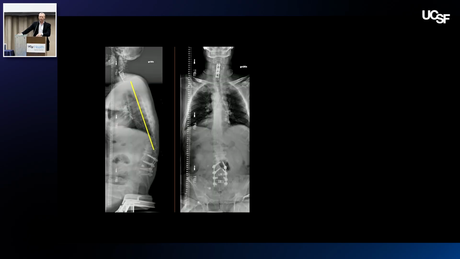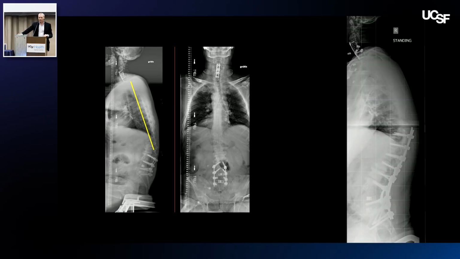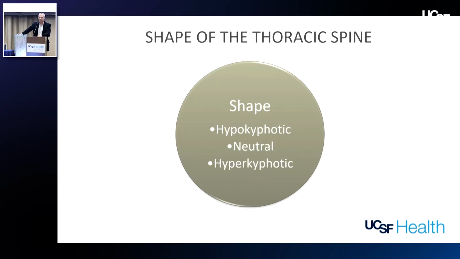Here's another gentleman. He's the classic guy with the hypokyphosis, and you think, oh, he can extend his spine. So I did a PSO, and literally 2 days after the operation, PJK. This guy can't at any point maintain sagittal alignment. He just has no strength, and I'll get to it later.